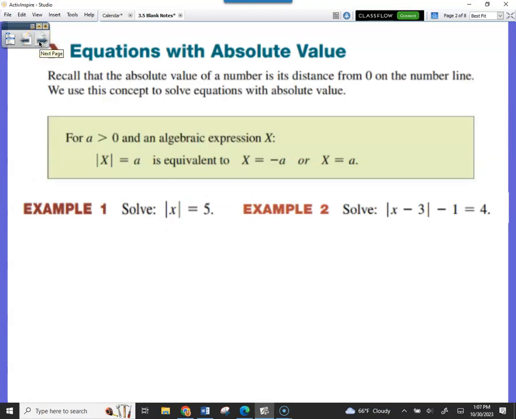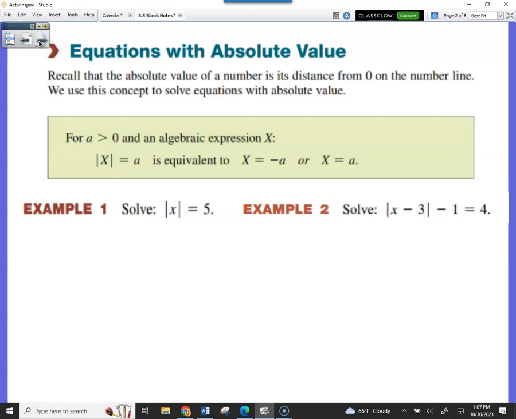Absolute value is the distance of a number from the origin, from 0, which is why it always comes out positive, because we're talking about its distance, right? The absolute value of 5 is 5. It's 5 units from 0.